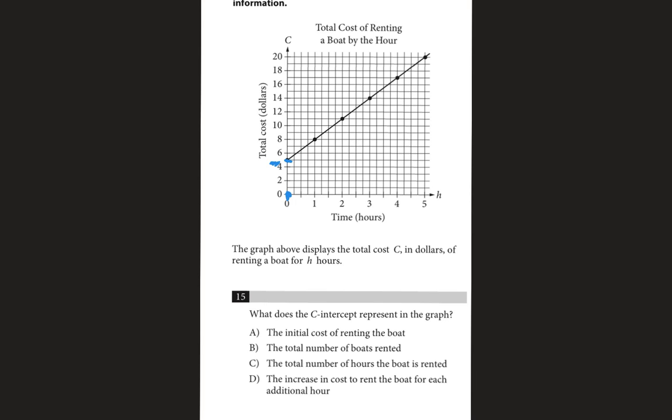So the C represents, is it the initial cost of renting the boat? The total number of boats rented? No, because nothing talks about this. Total number of hours the boat is rented? Nope. Total hours is down there, so that can't be it. The increase in cost to rent the boat for each additional hour. Well, yeah, the line is showing us that. The whole entire line is showing us how much that is. But we're not talking about that. We're talking about just this one point here. So the only possible answer is A, which is this one right here.